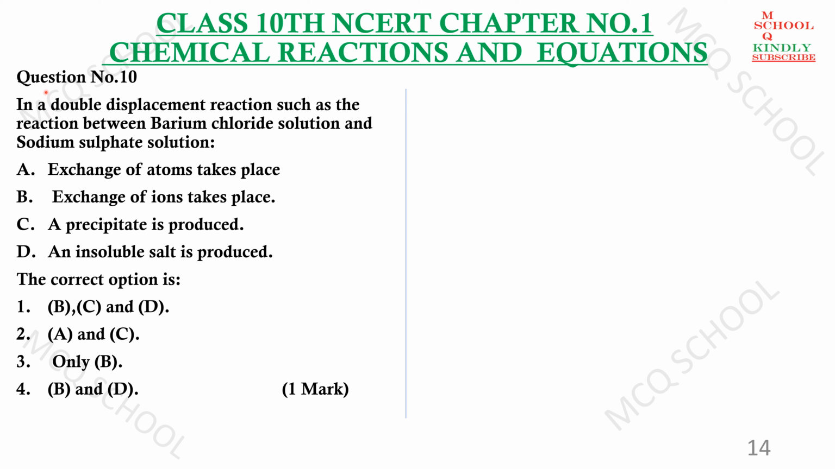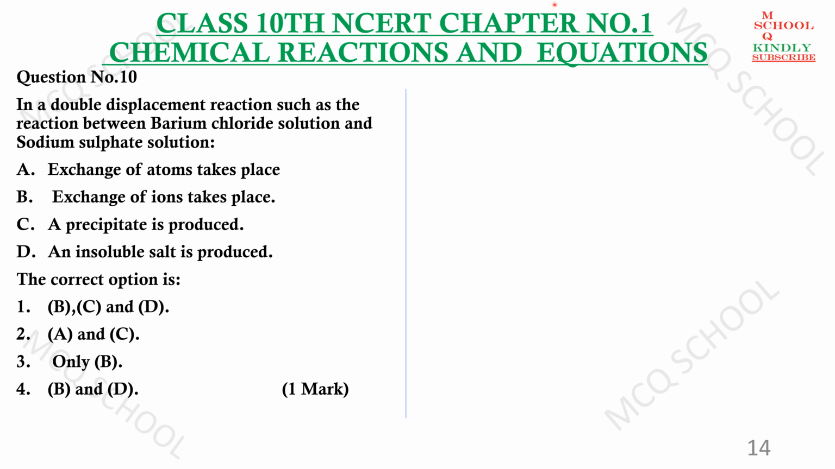Let us take question number 10. In a double displacement reaction such as the reaction between barium chloride solution and sodium sulfate solution, options are: A, exchange of atoms takes place; B, exchange of ions takes place; C, a precipitate is produced; D, an insoluble salt is produced. The correct option is: combination of B, C, D; combination of A and C; combination of B and D; or B only.